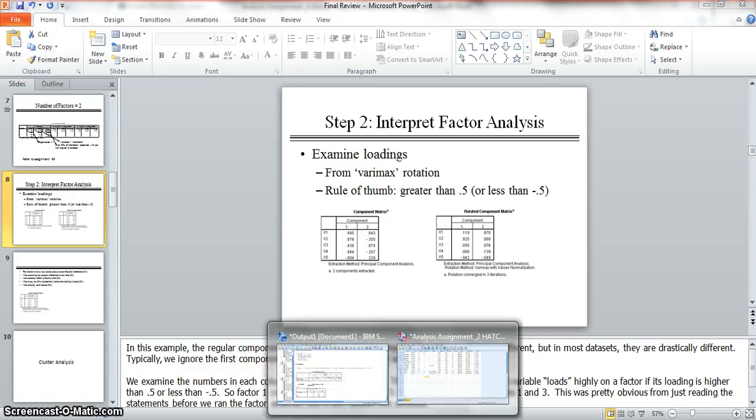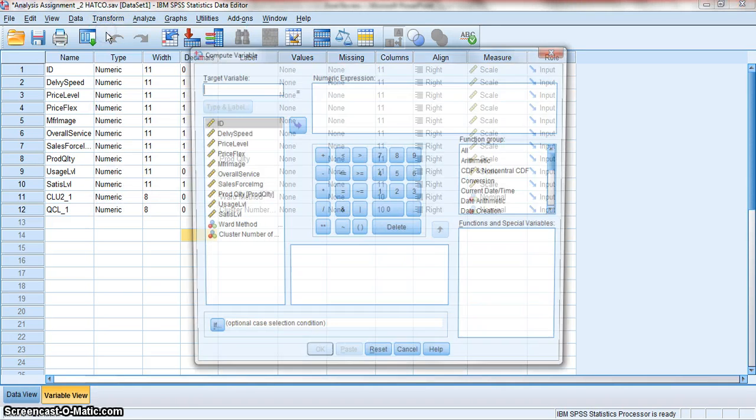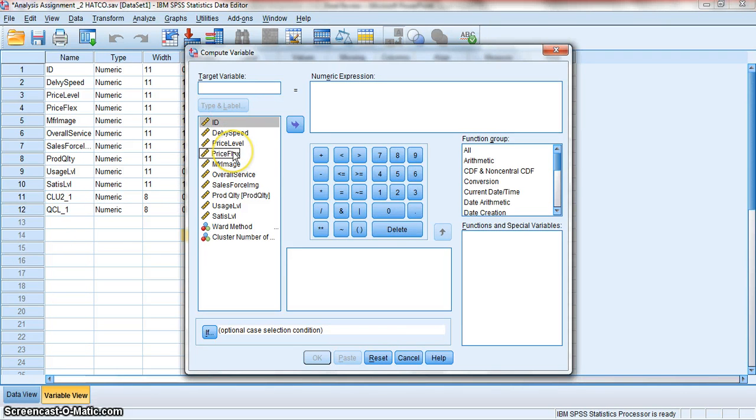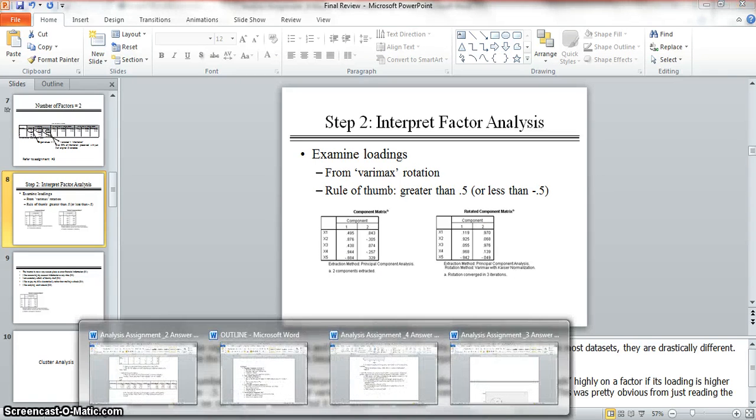When I'm talking about creating a new factor, I'm talking about when we go up to transform, compute variables, and you were throwing in different attributes and adding them together, or subtracting them if they were negative, to create a new factor. So just review that. Once again, you do that in assignment number 3. Actually, let's jump to that real quick.